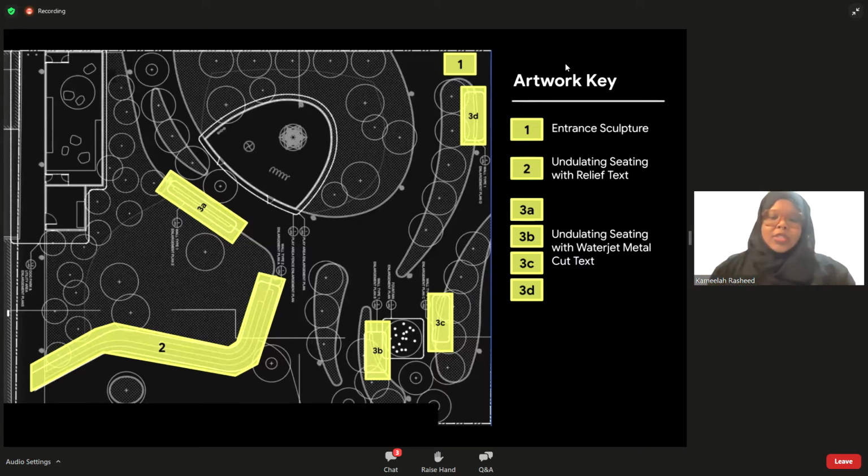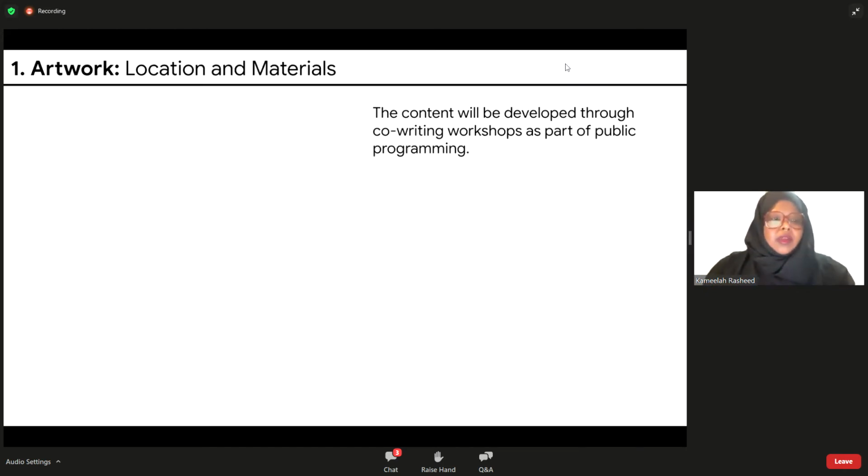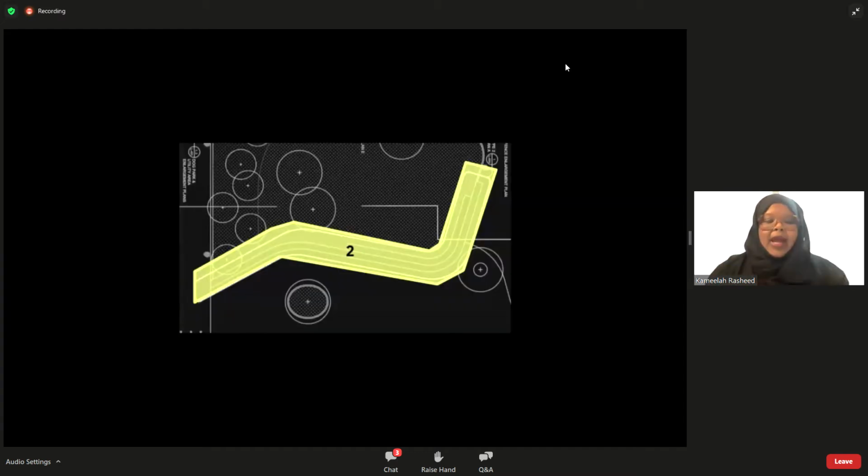So again, there's this entrance sculpture. We don't know what it looks like yet. This is why community engagement is important, because part of what we want to figure out is what people are thinking about. And so for that entrance, large freestanding sculpture, that has not been decided on. We are using the community programming and public programming as an opportunity to generate the language and ideas around what that will actually look like.